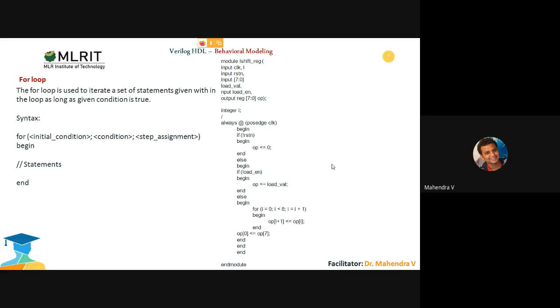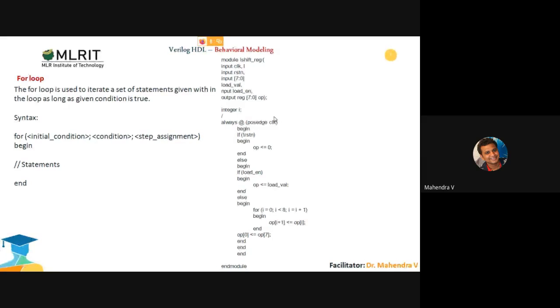And if you miss this begin and end, then you will get errors. Now, this is the behavior of left shift register. Now, look at this. This is the program of left shift register. One minute.